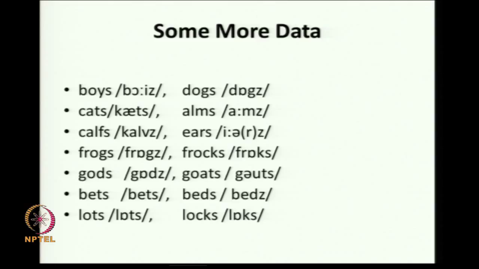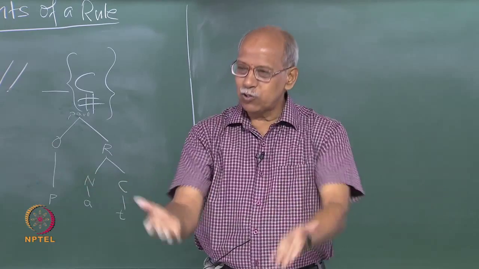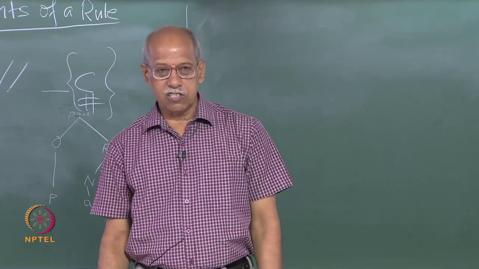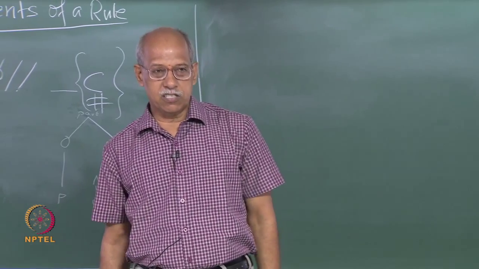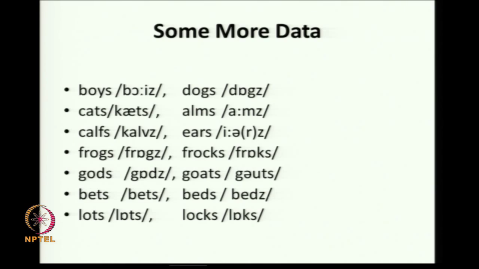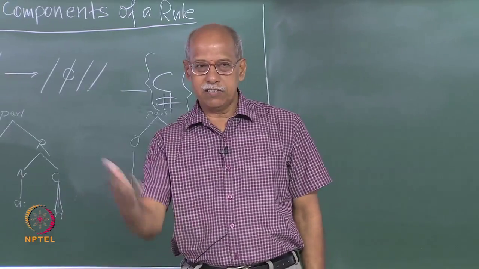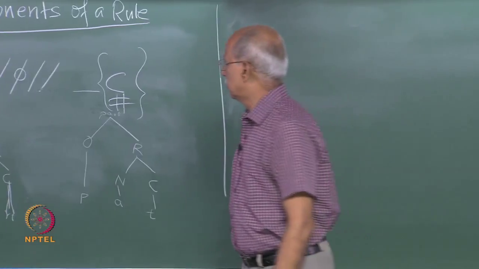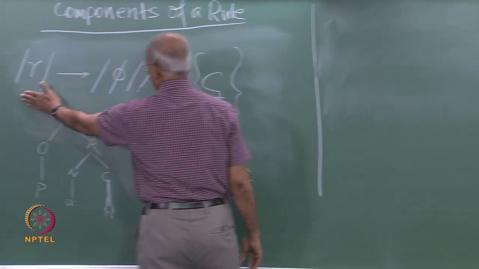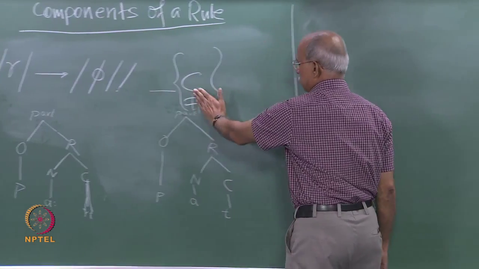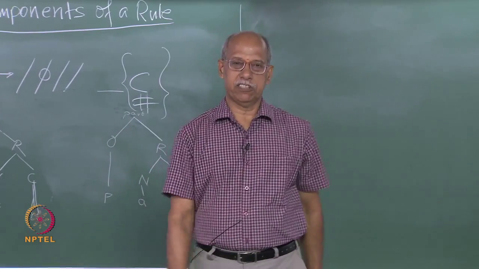Look at the behavior of s. Where does it become z? After a voiced sound. Simple. Then why don't you say that? Not just consonant, after a vowel also, which is voiced. Say, for example, you have boys. S becomes z after a voiced sound, whether consonant or vowel. Please write that rule here in the same manner. Sa goes to z after, in this case it is before, make it after.